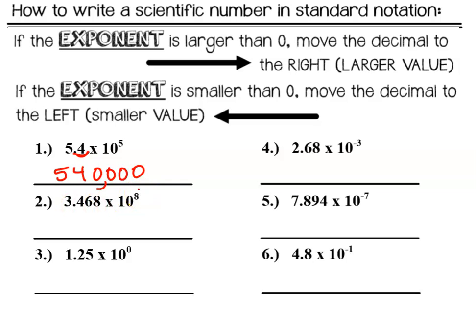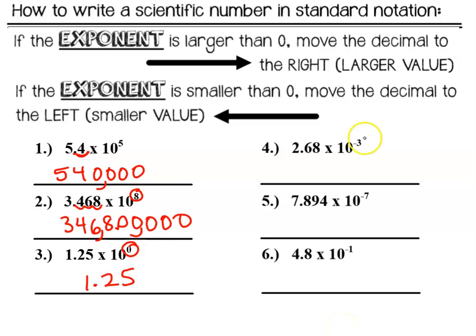Number 2, let's get 8 places bigger. Well, here's 1, 2, 3. 1, 2, 3 places. Now I've got 5 more to go. 1, 2, 3, 4, 5. That's a big number. This one is going to get 0 places bigger, so no changes at all.